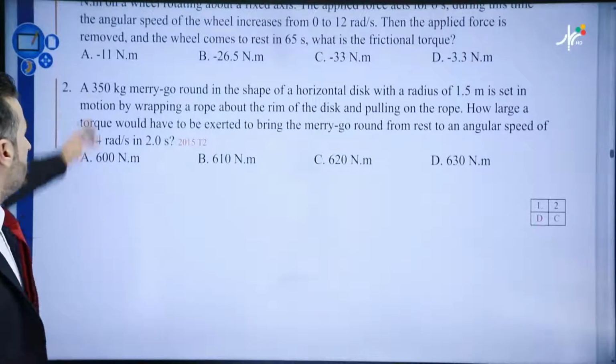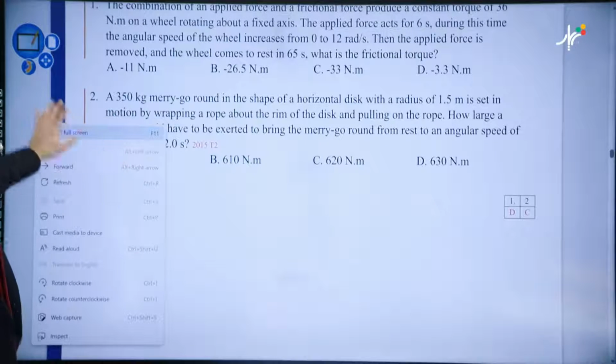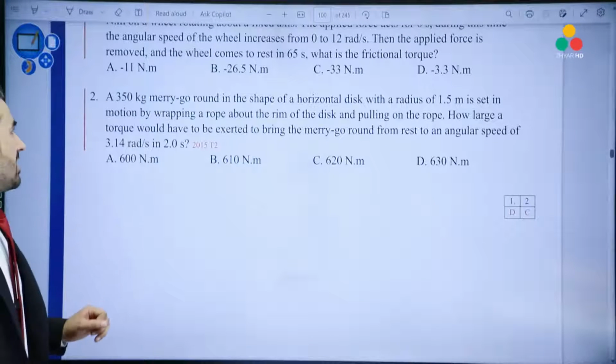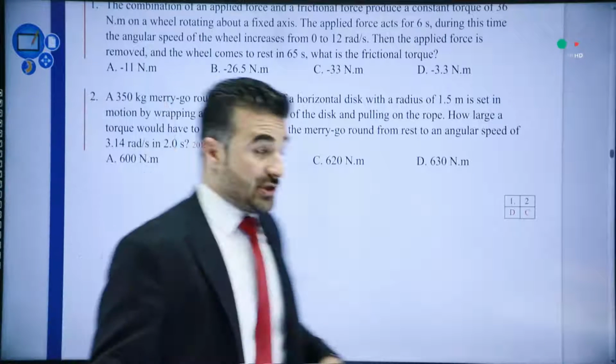So that was for question 1. And then the answer, of course, it has to be 3.3 in this case. All right, as for question 2, it says a 350 kilogram merry-go-round in the shape of a horizontal disc.